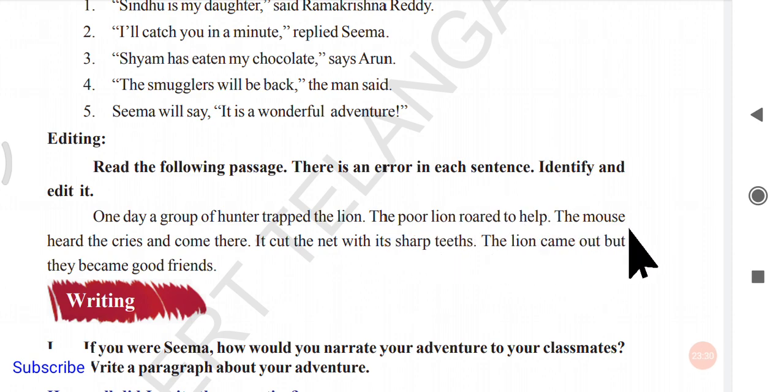Next, the mouse heard the cries and come there, not come there, came there. Okay, that is in the past, came there. Next, it cut the net with its sharp teeth. Okay, so is it teeths? No, it is just teeth. Okay, no s. Next, the lion came out, but they became good friends. Not but here, that is and. Okay, so and they became good friends.